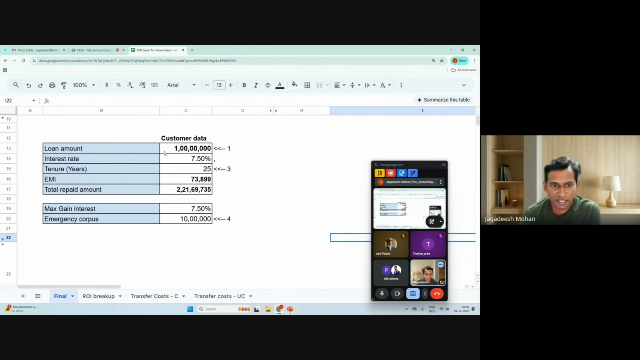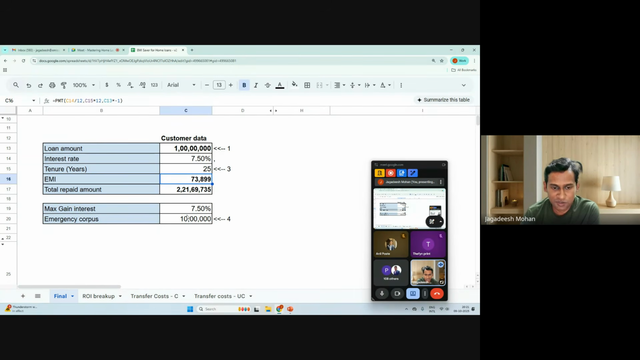Okay, now let's take the same example. The customer has taken a loan of 1 crore and the rate of interest is 7.5%, and he's taken it for 25 years. Now, the EMI works out to be 73,899 rupees. Over a 25-year period, if he pays the 74,000 for 25 years, he would have repaid 2.21 crores.